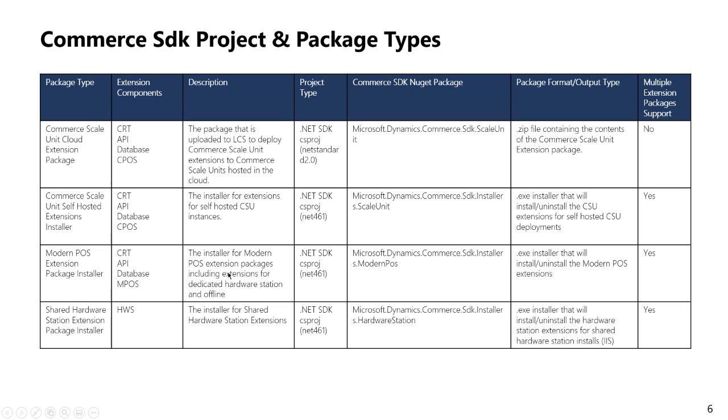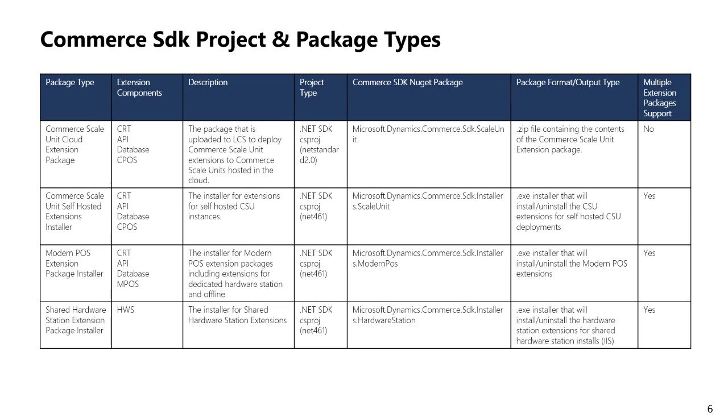So quickly to summarize, three packages for the on-prem. One, your cloud scale unit self-hosted, your modern POS extension installer, and then your hardware station extension installer. All these three support multiple extension packages, so you don't have to merge, you can independently install and run them.